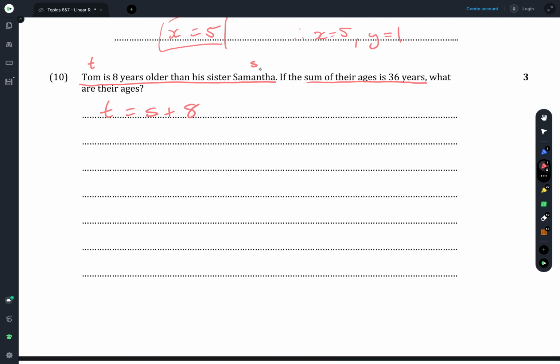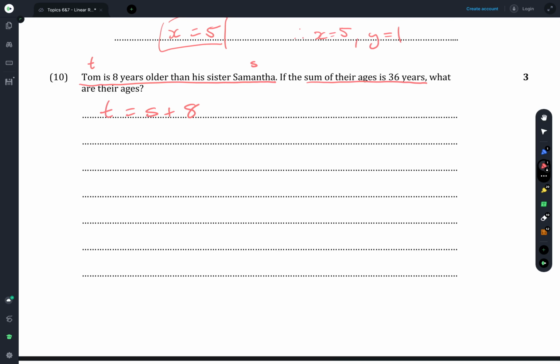Because what we're saying is, whatever Samantha's age is, which is represented by S, we just add 8 to it to get Tom's age. So, for example, if Samantha was 10, that means Tom would have to be 18. So 10 plus 8 equals 18. So we have that equation.